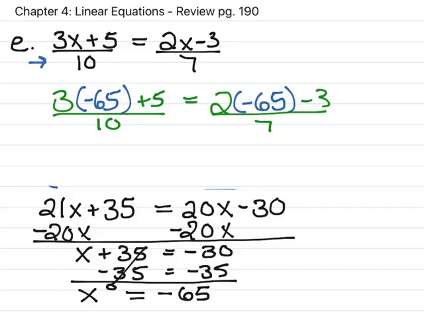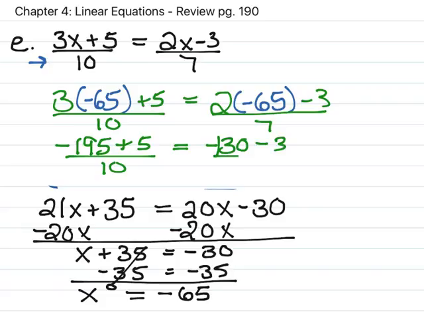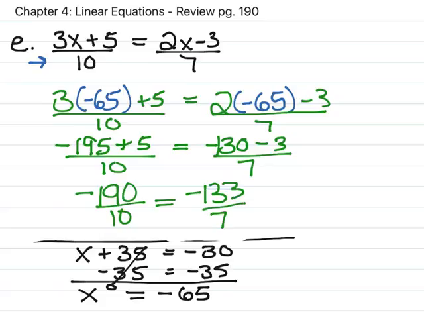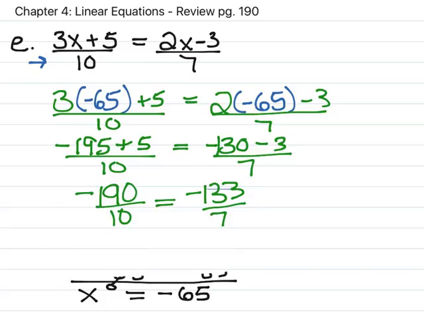So 3 times negative 65 is negative 195 plus 5 divided by 10, which would equal negative 130 minus 3 divided by 7. Negative 195 plus 5 gives you negative 190 divided by 10. And on the other side, you have your negative 130 minus 3 gives you negative 133, which is divided by 7. So, making more room, you get negative 19 equals negative 19, which is correct.